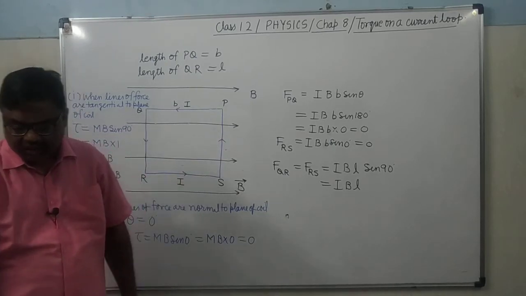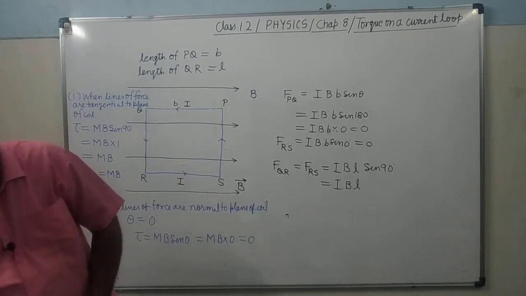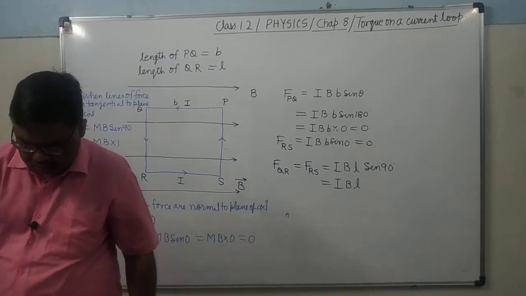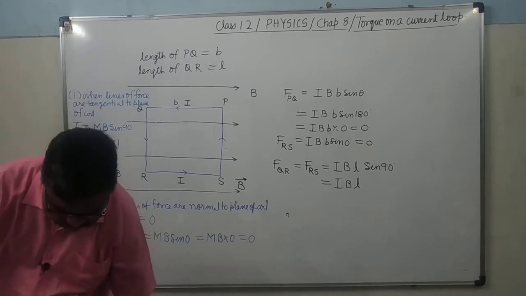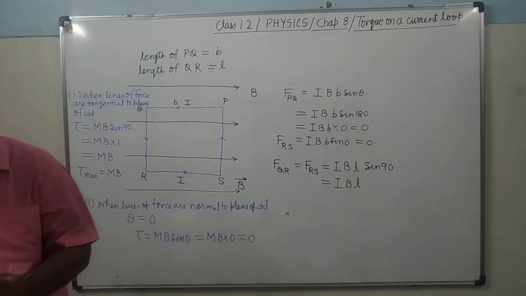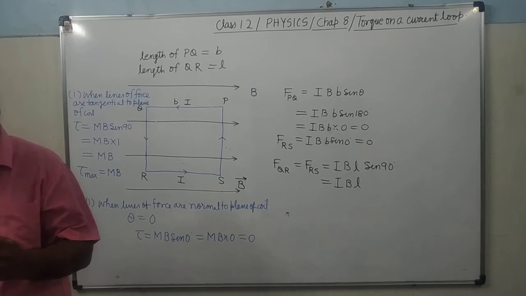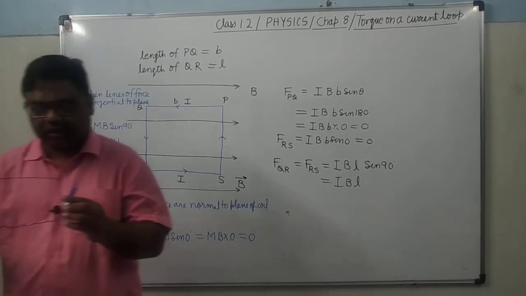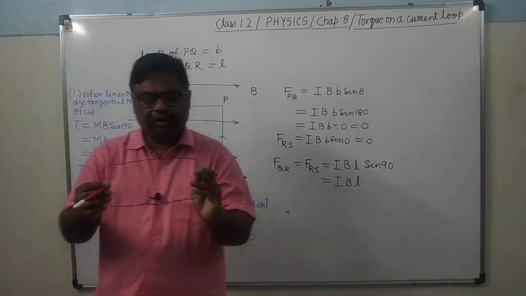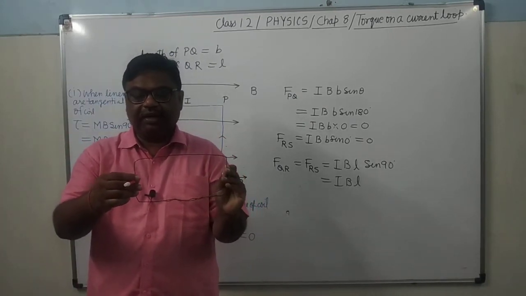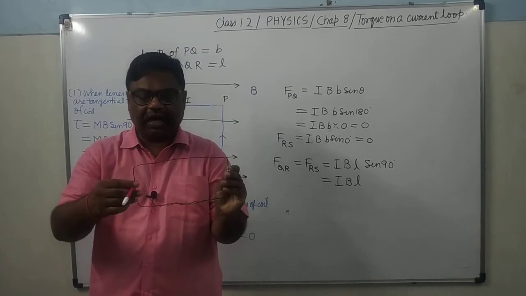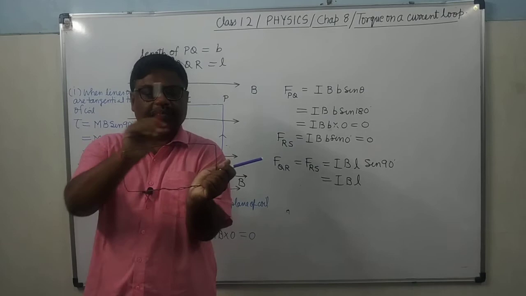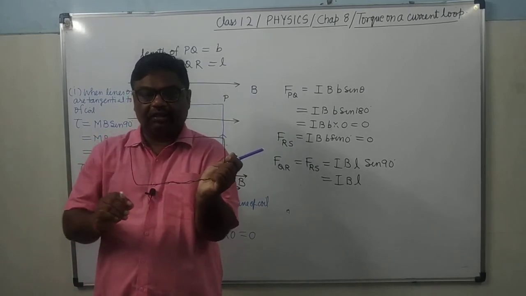Means you can see here, if I demonstrate it, here I am demonstrating the direction of force. So if here in this direction, then here in this direction. Now you can see on this segment it is in that direction, and on this segment it is in this direction. While on these two segments, PQ and RS, there is no force.